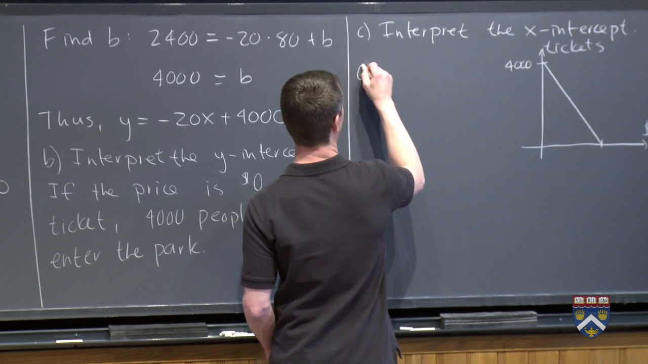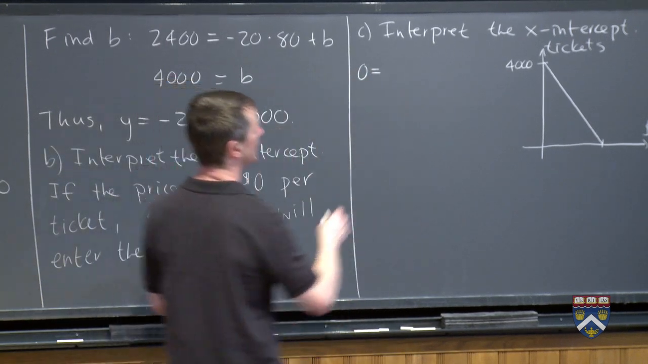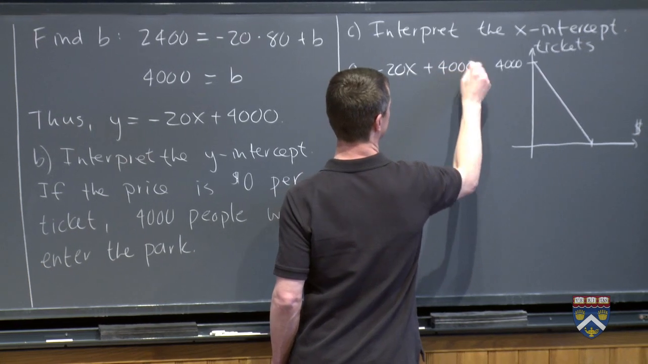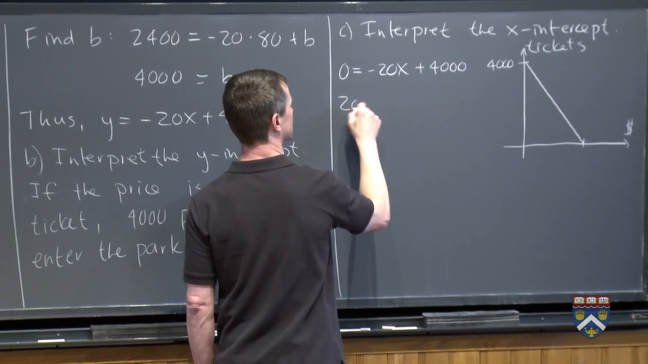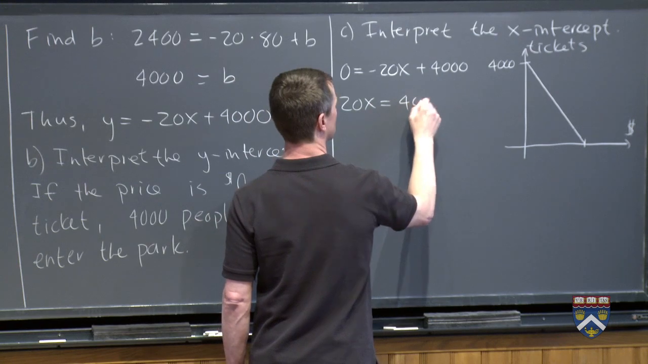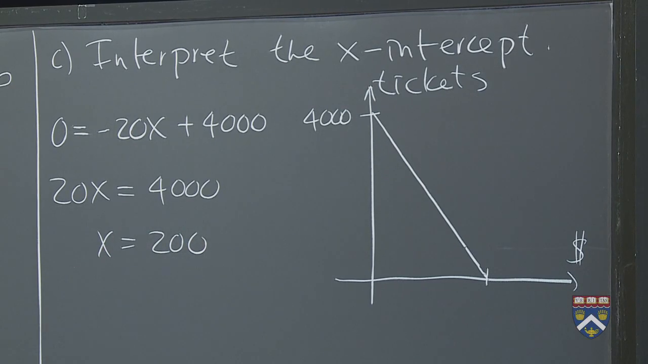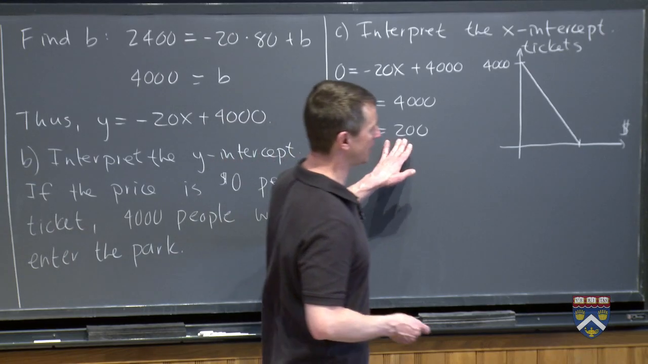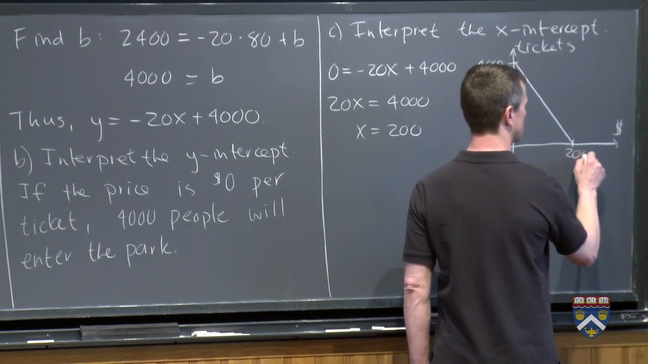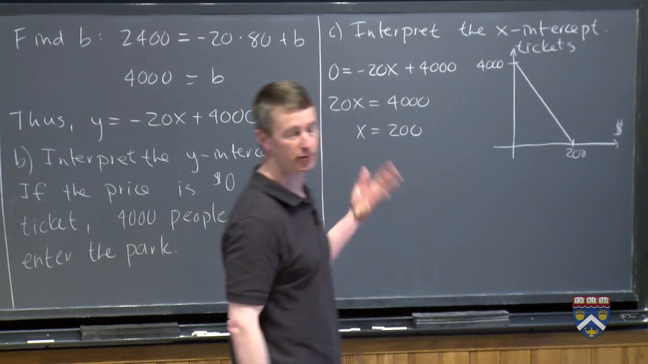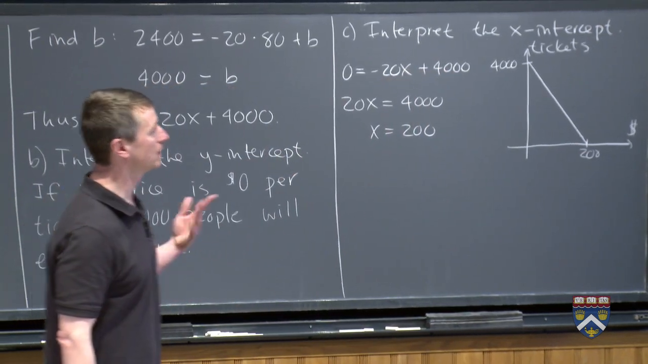So we first need to solve the equation 0 equals negative 20x plus 4,000. We bring the 20x to the left side. I think x ends up being 200. So what does that tell us? That says when x is 200, and again, it's useful to think about the units. 200 what? $200. So if the price is $200 per ticket, what happens?